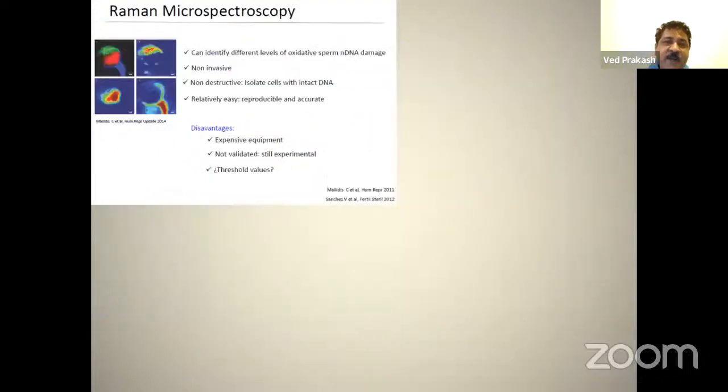There are a few more techniques, like Raman microscopy. It can identify different levels of oxidative sperm DNA damage; it is non-invasive, non-destructive, uses isolated cells with intact DNA, and is relatively easy, reproducible and accurate. But it is very expensive equipment and not validated. It is still experimental, and there is no threshold value to date.